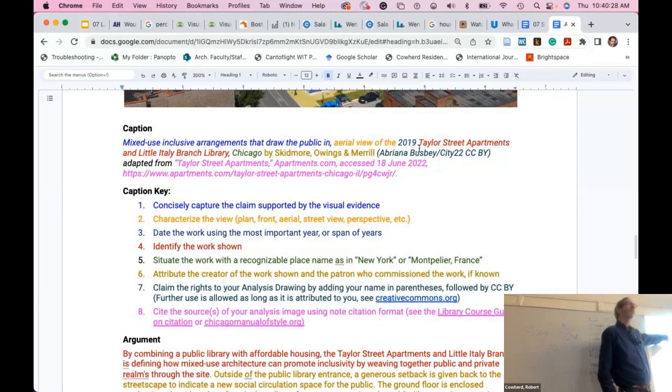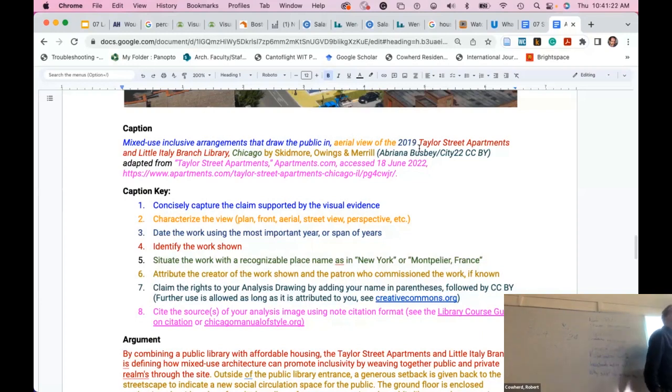The first one is the hardest one. You take the key insight of the image evidence as you worked with it through your paragraph and summarize and capture it in your claim. The claim is a sentence. It's a proper sentence. But now, once you've written your claim, capture that same idea in a short phrase. It's not a sentence. It's just a fragment. Mixed-use inclusive arrangements that draw the public in. That's not a sentence. It's shorter than a sentence. It's not the claim. It's shorter than the claim. But it captures the key idea of the claim by combining public library with affordable housing and student apartments in the Liberty Branch, defining how mixed-use architecture can achieve these outcomes, right? So this is a tighter encapsulation.